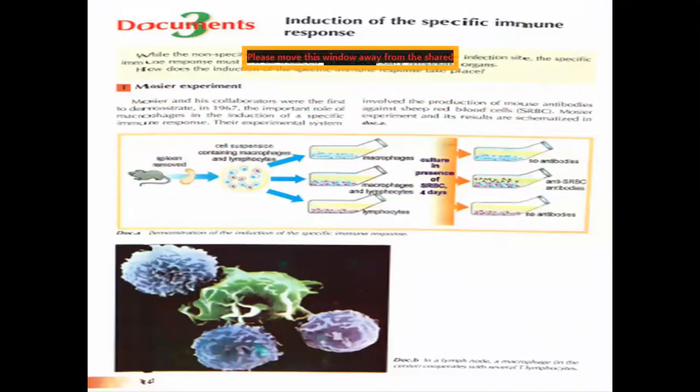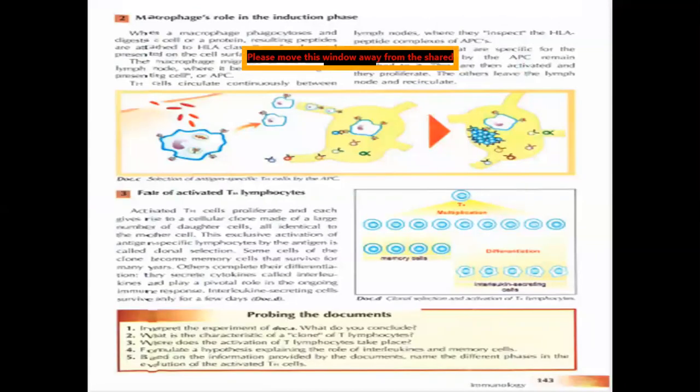Remember, when we talk about the interleukins, interleukin 4, interleukin 2, we're going to talk about interleukins in specifics. So, the macrophages' role in the induction: when a macrophage phagocytoses, meaning that it eats other cells, and digests a cell or protein, the resulting peptides are attached to HLA class 1 and class 2 molecules, and they are presented on the cell surface. The macrophage will migrate to the lymph node where it becomes an APC, antigen presenting cell.